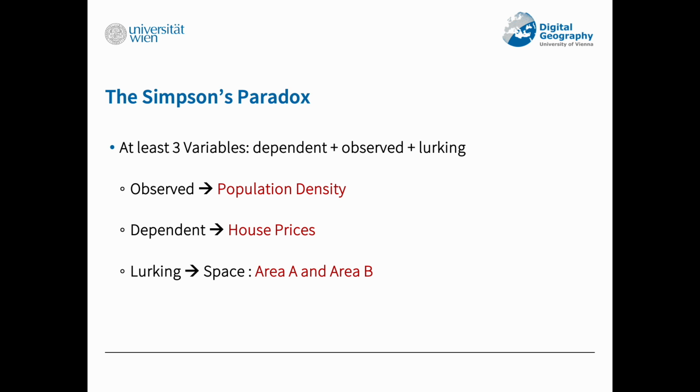As an example, our dependent variable is the prices of houses at different locations, and the observed variable is the population density at those locations. The assumption here is that the higher the population density, the lower the house prices at those locations. However, we cannot detect the pattern when we analyze our data. The reason being the lurking variable, which is, in this case, space. When we divide our samples in two areas, for example, area A and area B, we can detect the previously assumed negative linear relationship. But this relationship is also different in the two study areas.